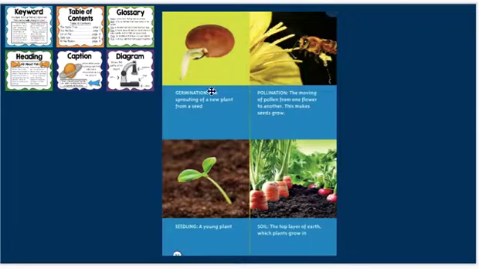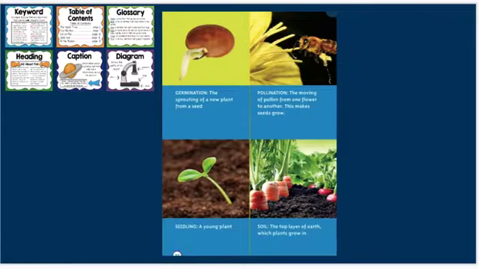All right, so here we have germination, the sprouting of a new plant from a seed, pollination, the moving of pollen from one flower to another. This makes seeds grow. Seedling is a young plant, and soil, the top layer of earth in which plants grow. Okay, so that was our glossary.